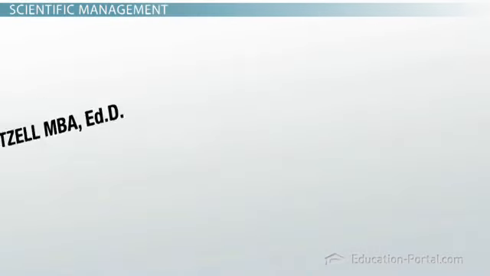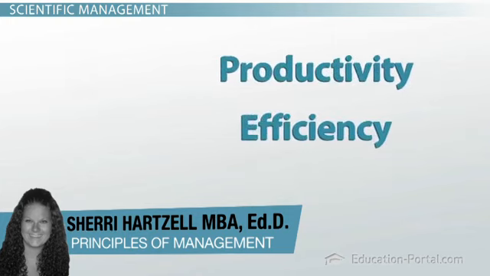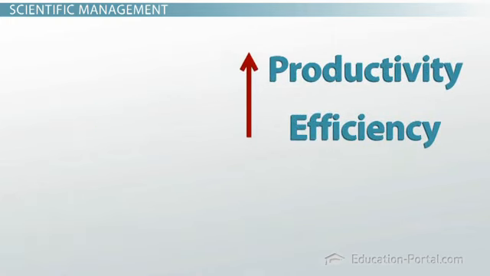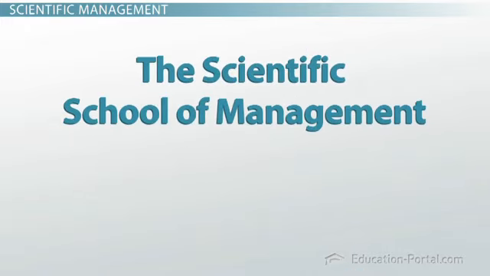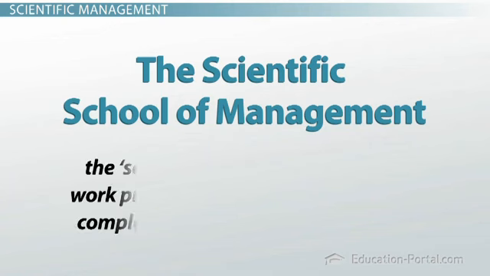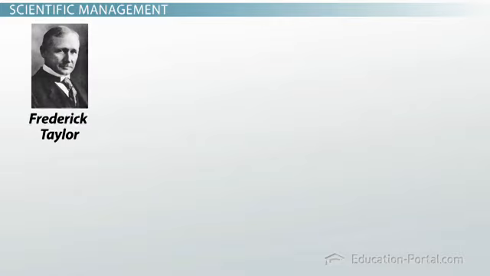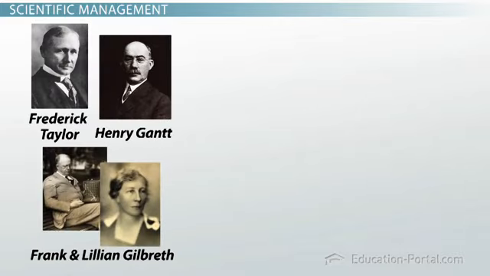The scientific school of management is one of the schools that make up classical management theory. Still very much concerned with increasing productivity and efficiency in organizations by finding the best way to do something, the scientific school of management is focused on the science of creating specialized work processes and workforce skills to complete production tasks efficiently.